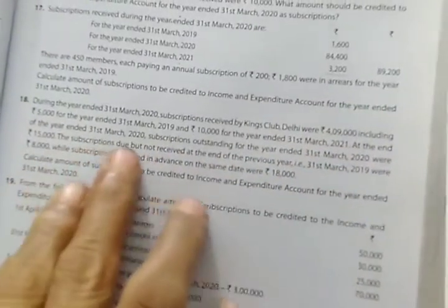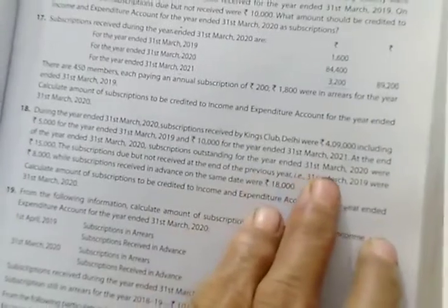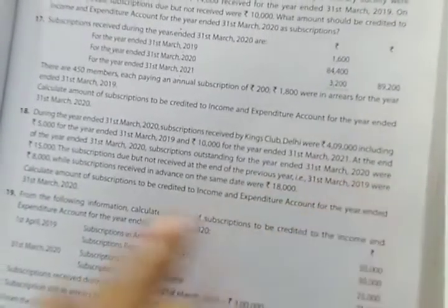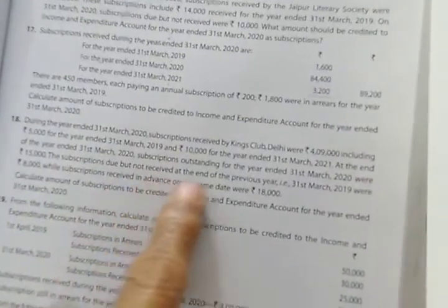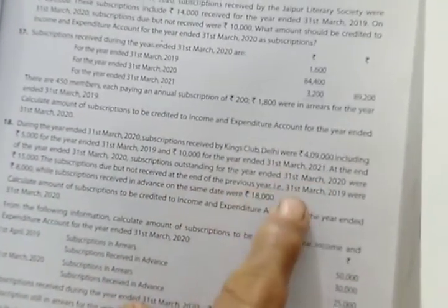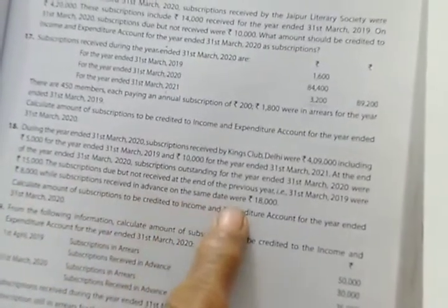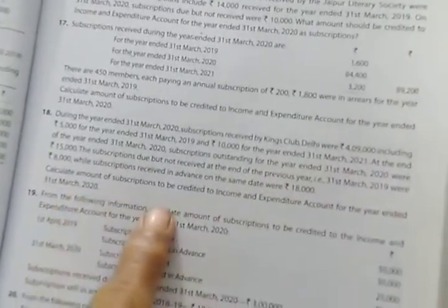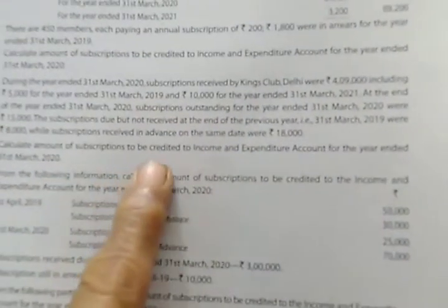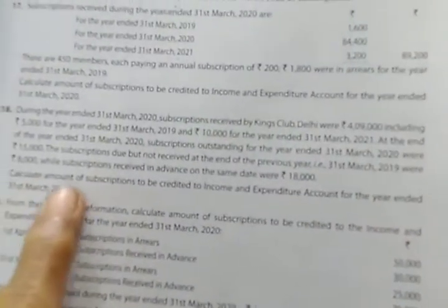At the end of the year 31st March 2020, subscription outstanding for the year 31st March 2020 was 15,000, and subscription due but not received at the end of the previous year was 8,000, while subscription received in advance on the same day was rupees 18,000. You are required to calculate the amount of subscription to be credited to income and expenditure for the year ended 31st March 2020.